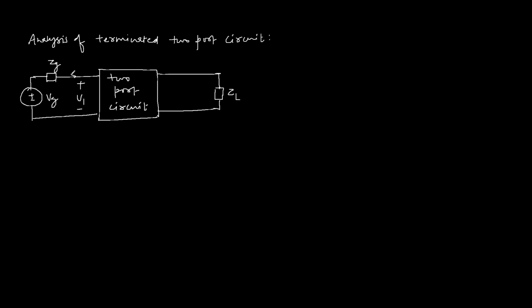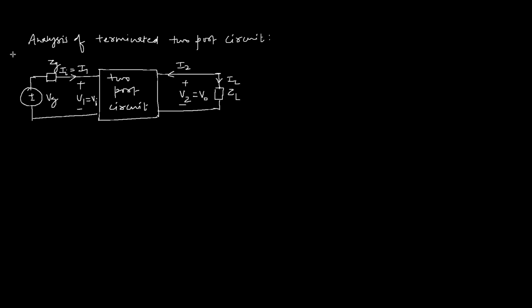Voltage at port 1 is V1, current is I1, voltage at port 2 or output port is V2, current is I2, and current through load is IL. This voltage is V0, this voltage is Vi, and this is the input current.